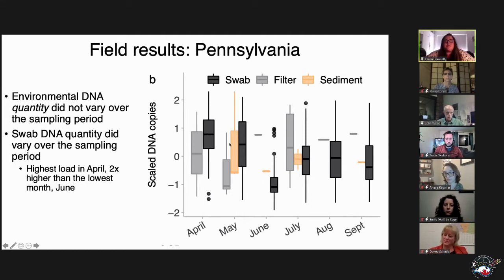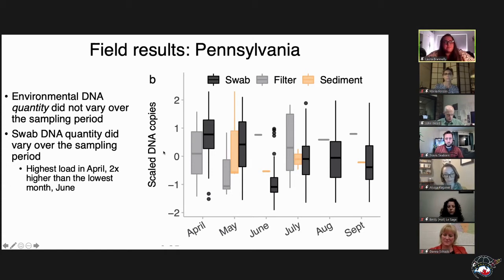It was seasonal. We have high in the spring, low in June, and then it starts to come back up in the late summer, fall. For the filter samples, we didn't really see that same consistency here. It kind of jumps all over the place, and the same with sediment. So they were not consistent.